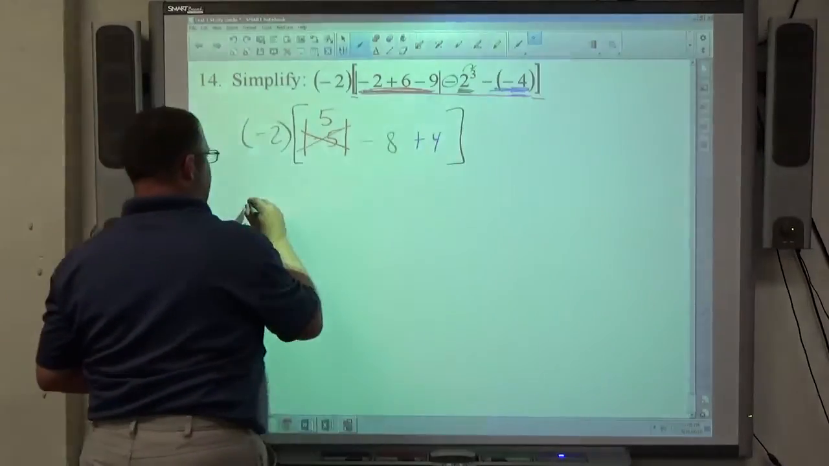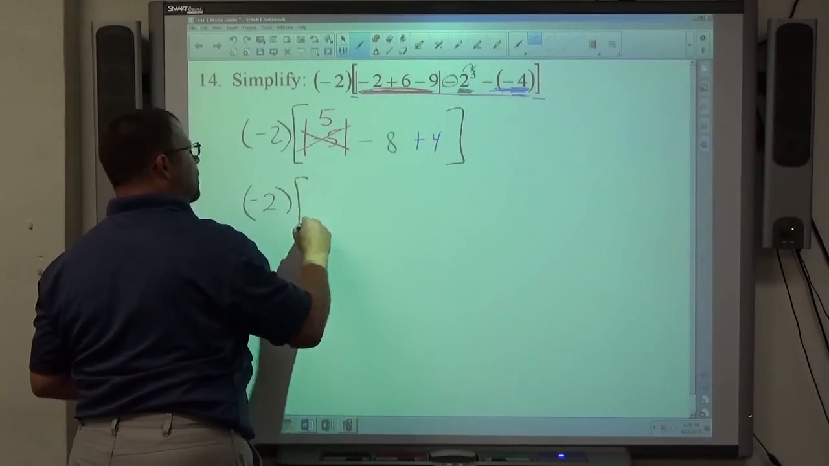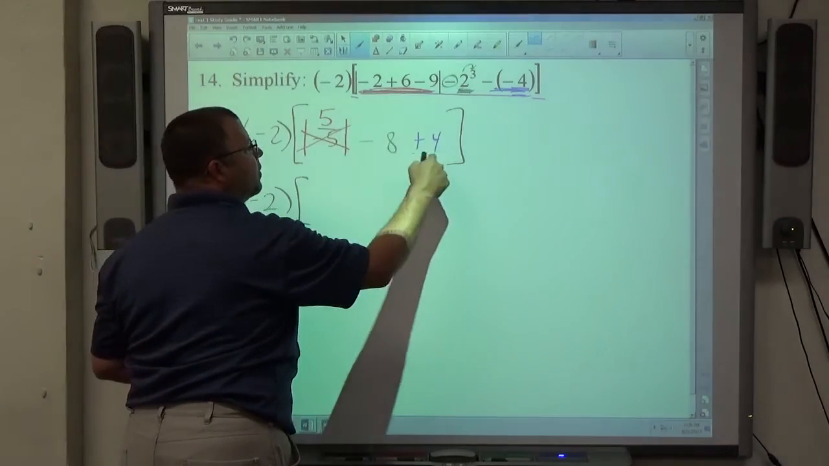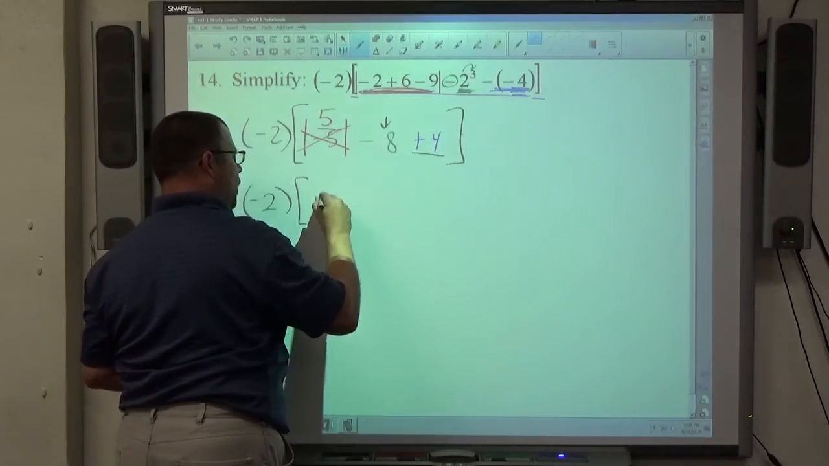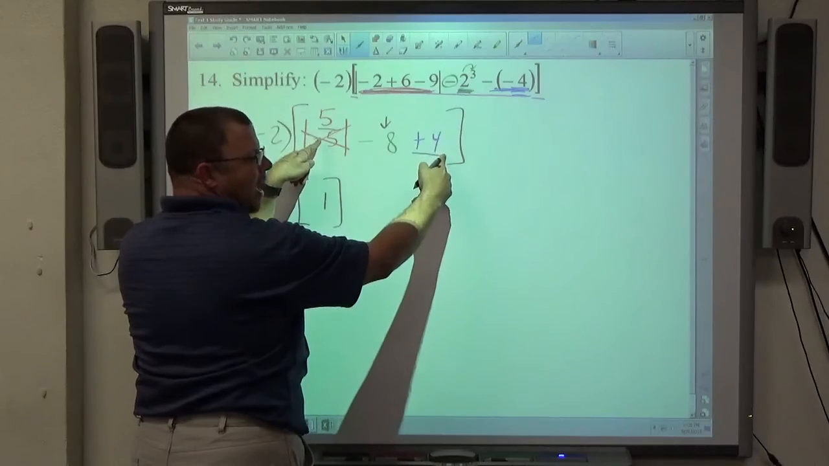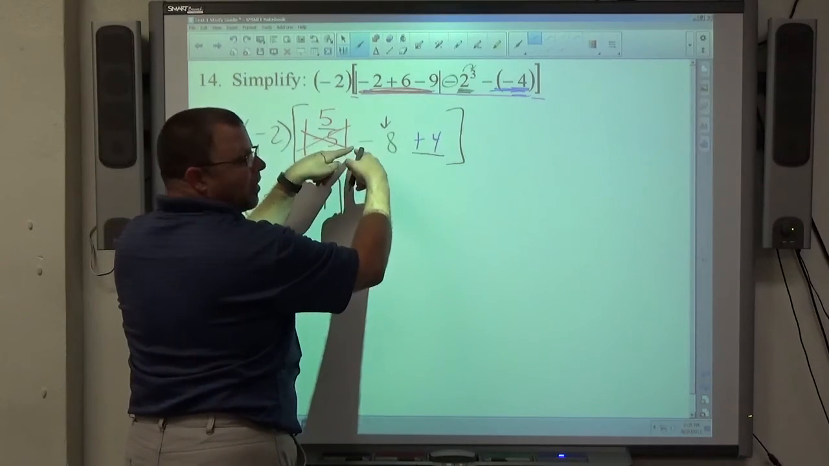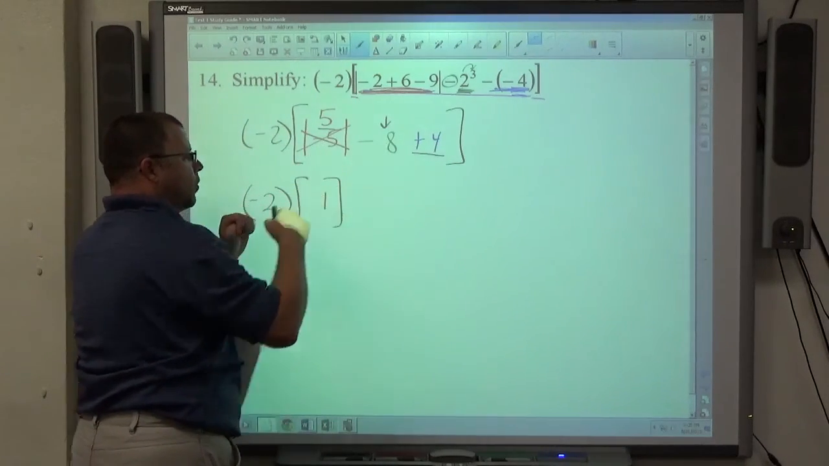Once I've done that, inside the brackets here, 5 plus 4 is 9, minus 8 is 1. These have the same sign so I add. 9 minus 8 have different signs so I subtract. 9 is bigger than 8, so it's positive.